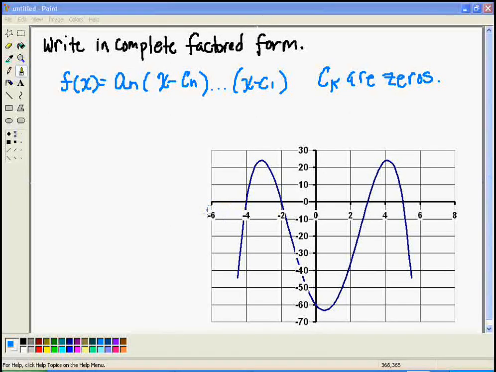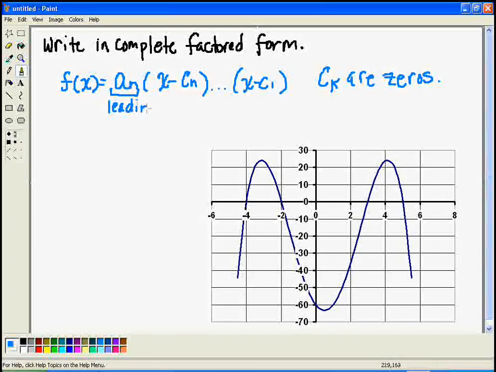Hi, this video will talk about how to use a graph to write the equation of a polynomial in complete factored form. Here I've got my graph, and here for our convenience I've given the definition of a polynomial in complete factored form. F of x equals a subscript n. Remember, a subscript n is our leading coefficient.